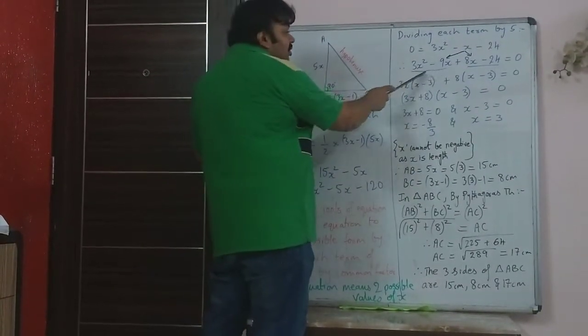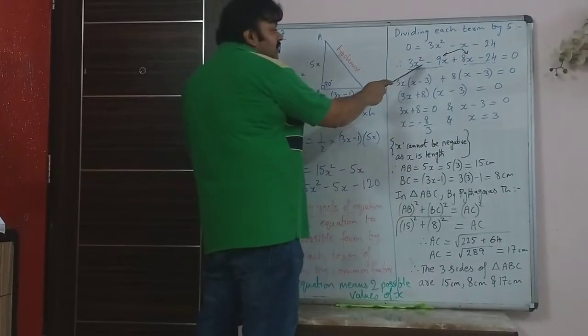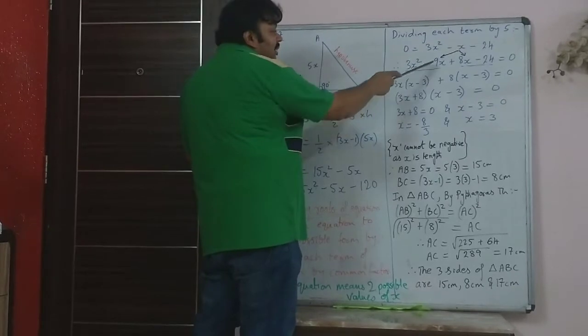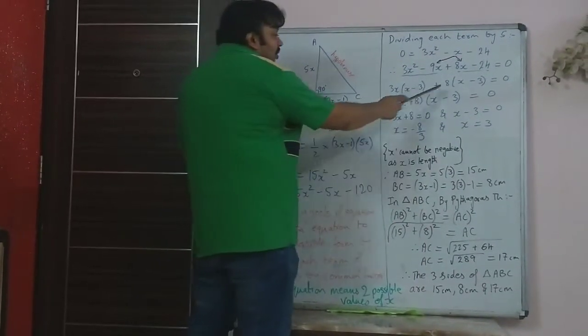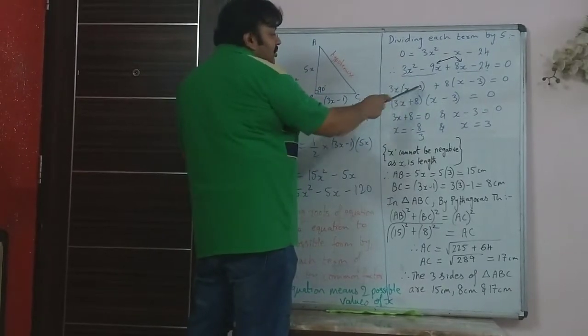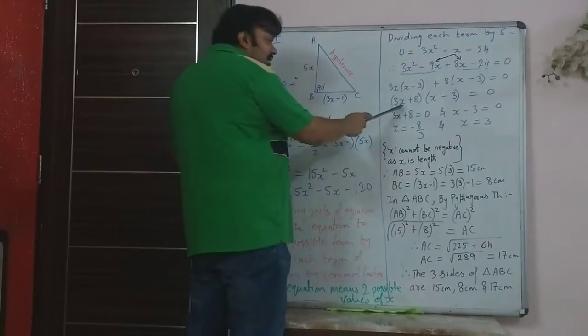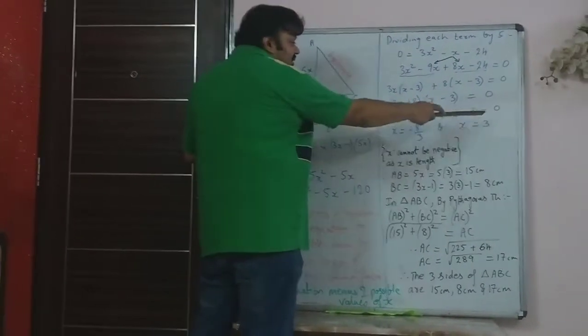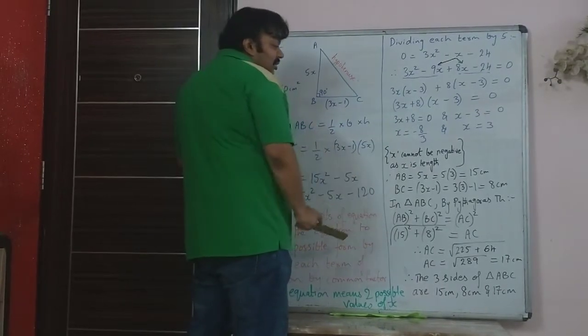So now first two terms you pair, third and fourth term you pair. First two terms, 3x is common, so x minus 3, plus 8 x minus 3. So x minus 3 is the common term, 3x plus 8, that is equal to 0. So either 3x plus 8 is 0 or x minus 3 is 0. So you will get x is minus 8 upon 3.